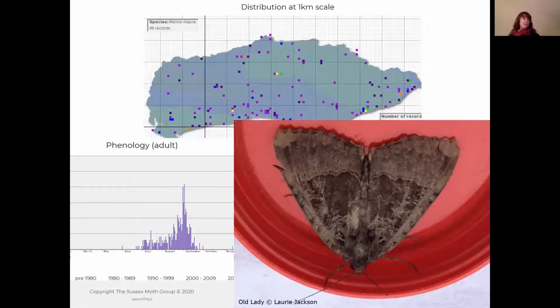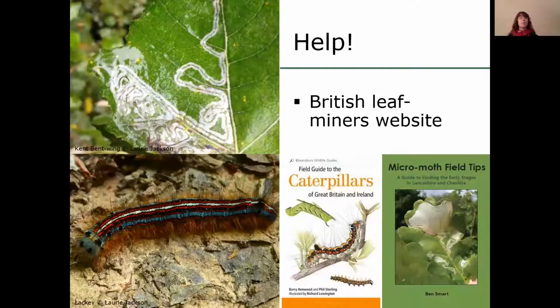And there's a map here. All of the old ladies in Sussex are on this map. And then I can think, well, what time of year do people usually see old ladies? And look, here we go. There's a graph here that tells me when old ladies are usually seen. So there's lots of really useful information like that that you can find on Sussex Moth Group's website.